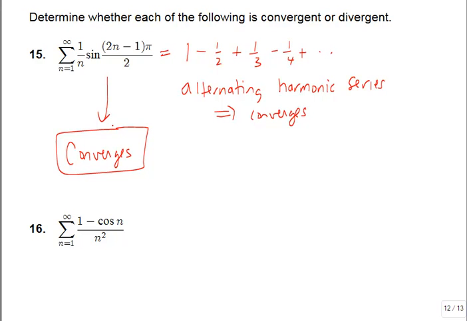Now it's not absolutely convergent because in the absolute value we would lose all these minus signs and we would get the regular harmonic series. So it's not absolutely convergent, it's actually just conditionally convergent.